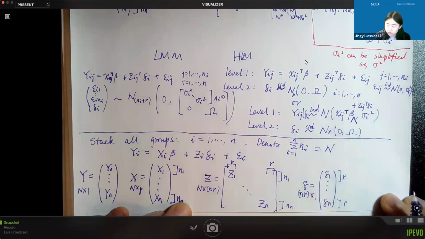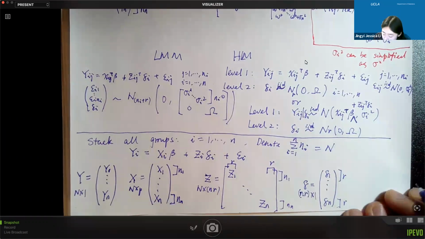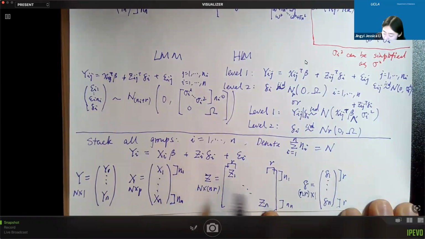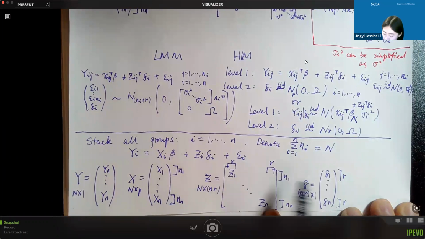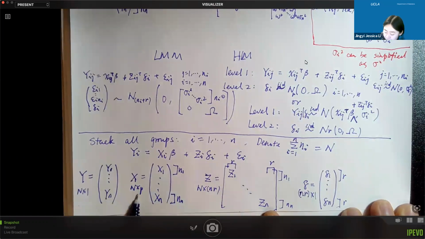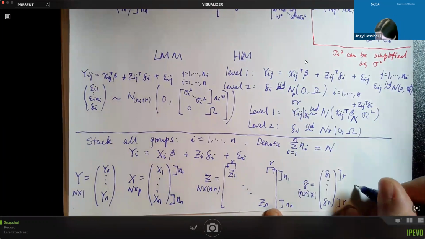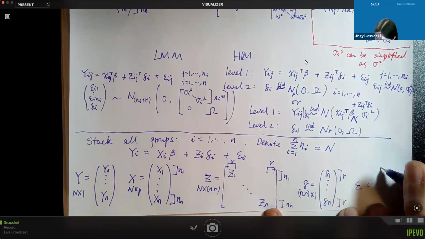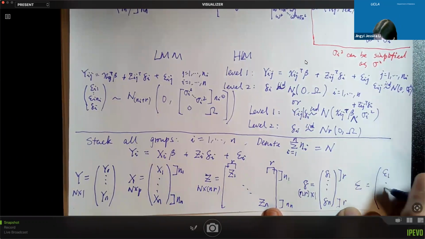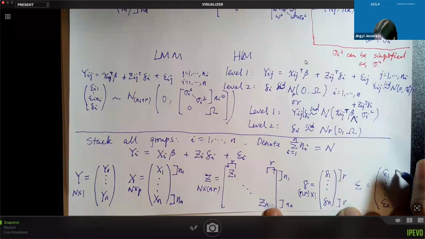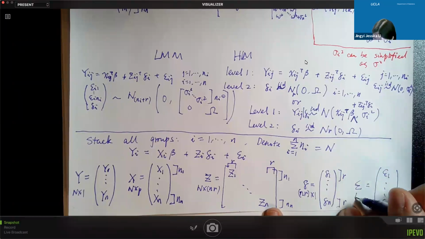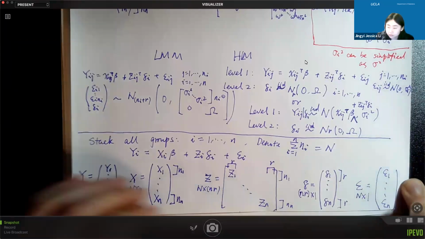That's the delta. So you see, by matrix multiplication, when I do Z times delta, I will get Z1 times delta 1 plus Zn times delta N. That's what I will get. The reason I cannot do the same as for X is just because the delta i's are different. They are not the same. And then finally, epsilon is obvious. I just stack epsilon 1 to epsilon N. This will give me a big N by 1 matrix.